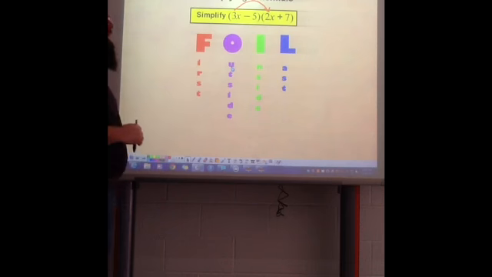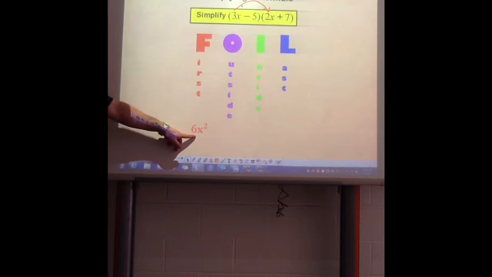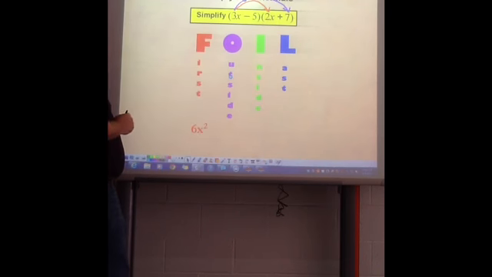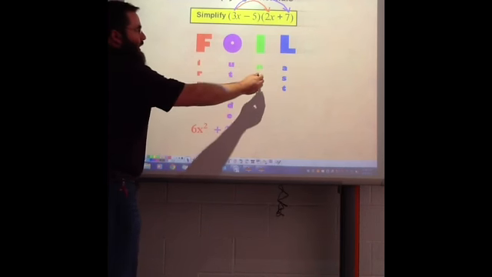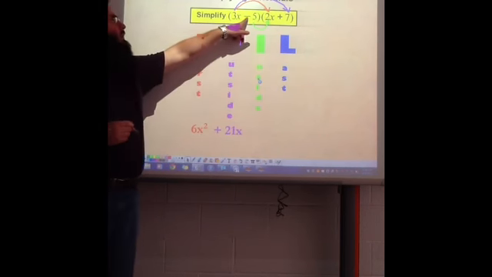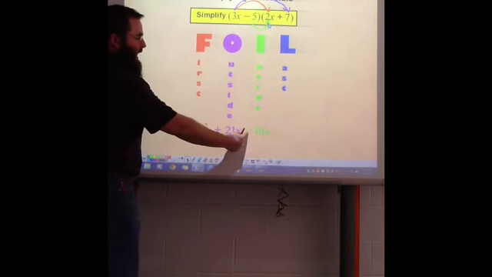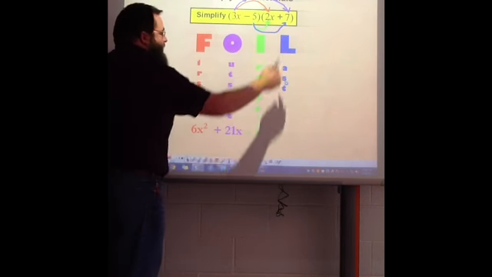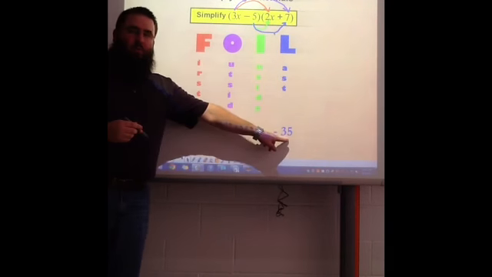So let's start with our first terms, 3x times 2x. When you multiply those together, you get 6x squared. Our outside terms, 3x times positive 7. When you multiply those together, you get 21x. Our inside terms were negative 5 and 2x. Multiply those together, you get a negative 10x. And then the last terms to multiply would be the negative 5 and the 7. And when you multiply those together, you get a negative 35.